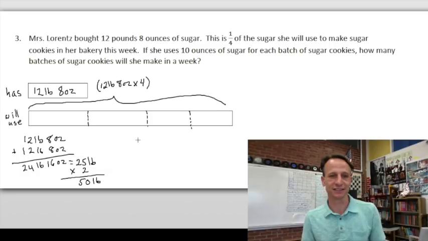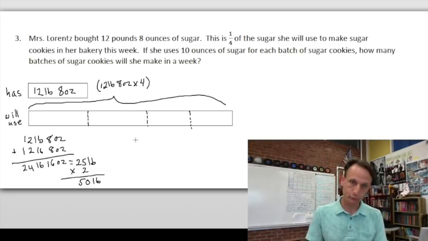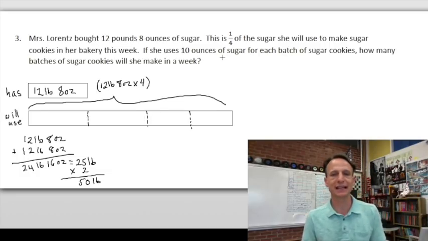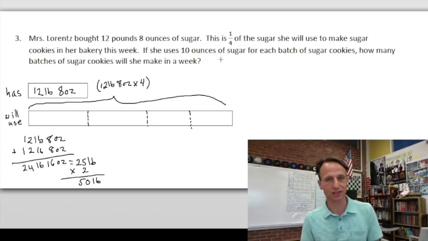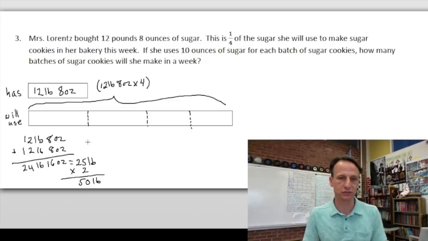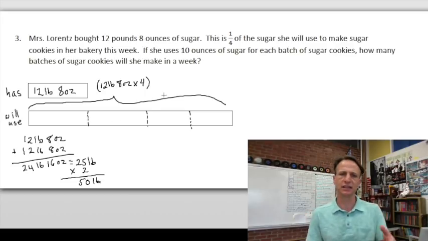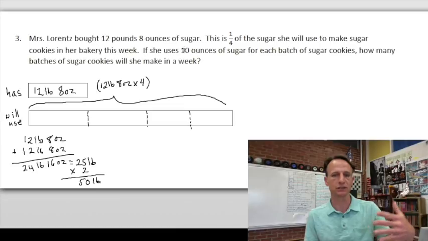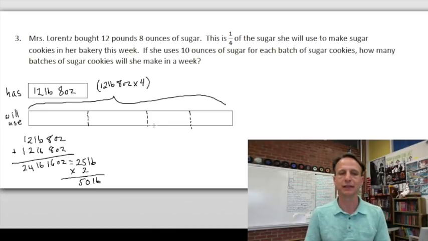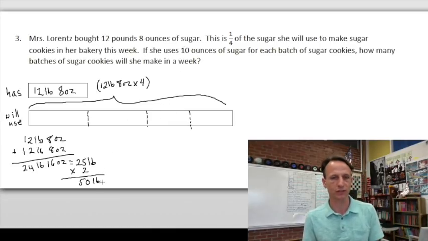That's a lot of sugar. All right, so now she's going to use 10 ounces of sugar for each batch of sugar cookies. So how many batches of sugar cookies will she make? And the in a week thing, I mean, okay, this is this week, and so it doesn't really matter how many days. This is just looking at how many cookies she can make.